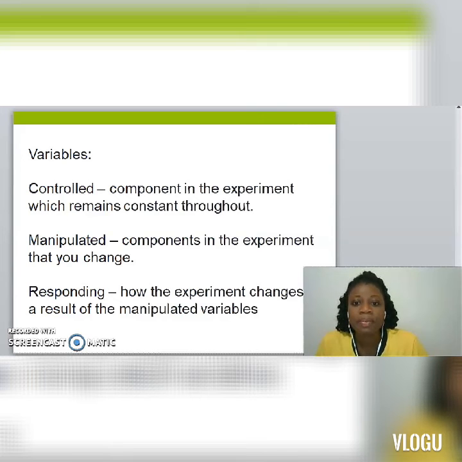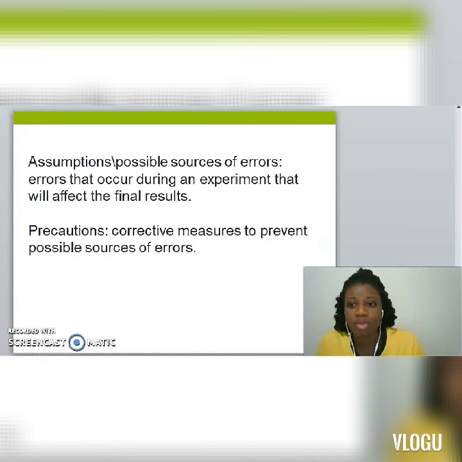Then you have your responding variable. Your responding variable is how the experiment is affected. How is this thing affected because I changed my manipulated variable? So when I change the brands of toothpaste, what are the changes that result from this? What could result is fresher breath during the day for the persons who use it, or whiter teeth, cleaner teeth. That is what we are testing for. So that is what your responding variable would be.